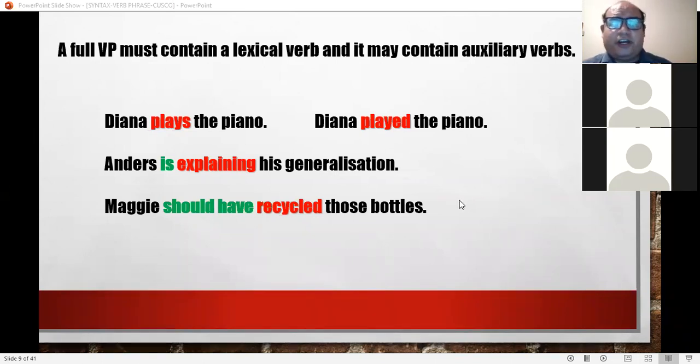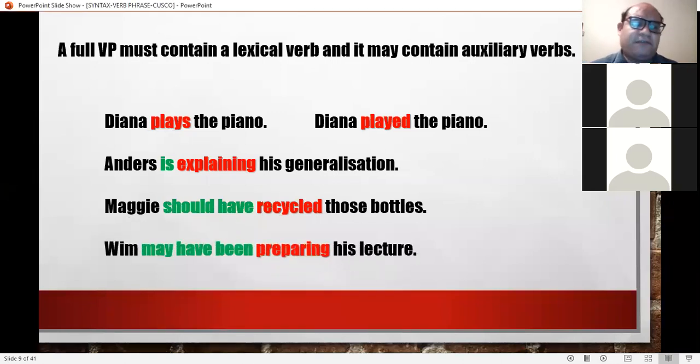Okay. So we are going to continue. The other example is something similar. Now we have three. Notice here the three auxiliary verbs. First the modal, then the present perfect, and then we have the lexical verb with the ing. This is a modal perfect continuous: present perfect continuous plus a modal verb. Will may have been preparing his lecture.